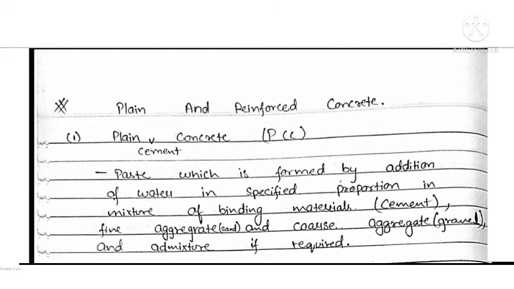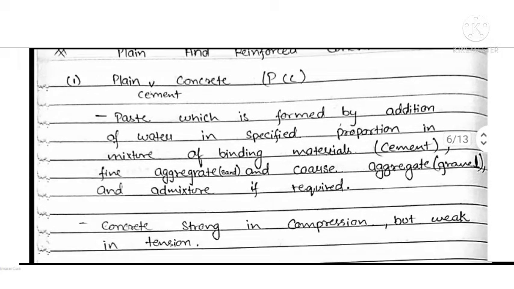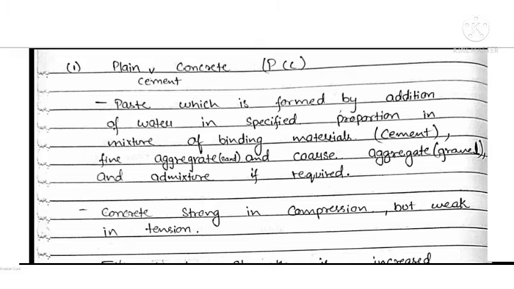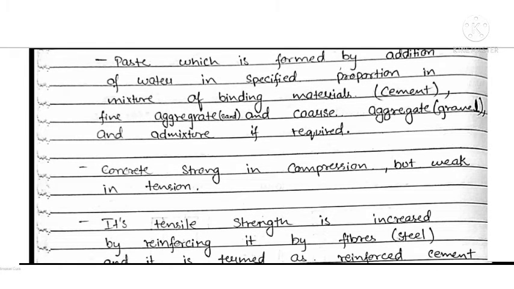In this, the first point is plain cement concrete, that is PCC. It is a paste formed by the addition of water in specific proportion to a mixture of binding material, that is cement, fine aggregates and coarse aggregates, and admixture if required. Second point is that concrete is strong in compression but weak in tension. It is a property of concrete, that is, concrete is always strong in compression but weak in tension.